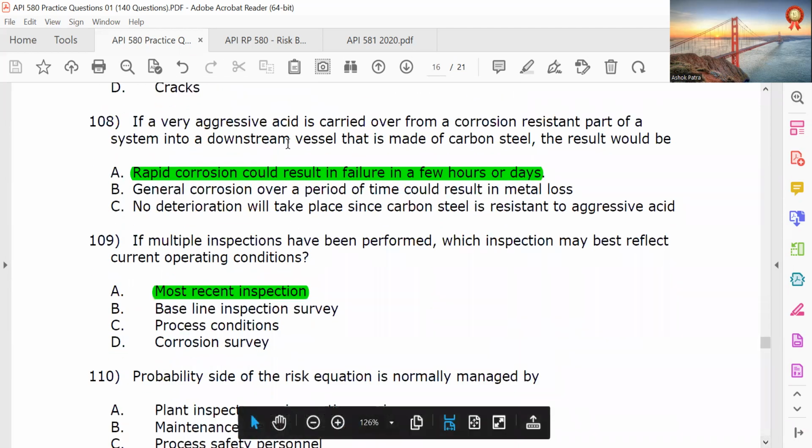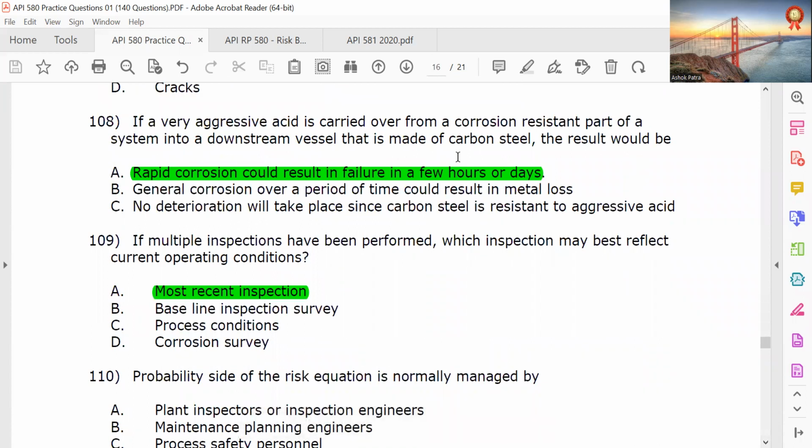A very aggressive acid is carried over from a corrosion resistant part of a system into a downstream vessel that is made of carbon steel. The result would be repeat corrosion, which could result in failure in a few hours or days. If multiple inspections have been performed, which inspection may best reflect current operating conditions? Most recent inspection.